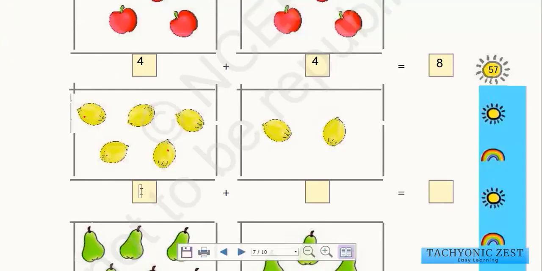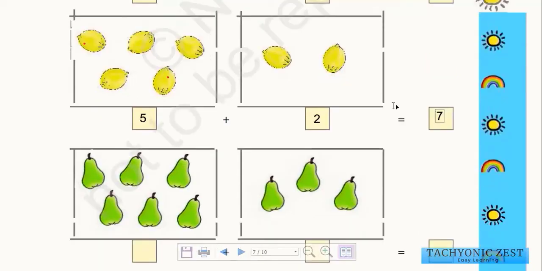So 5 lemons. Now we are adding few more lemons. How many lemons we are adding? So let us count 1, 2. So we are adding 2 more lemons. So what is the total number of lemons we get? For that we have to count all the lemons that are there finally. So let us count 1, 2, 3, 4, 5, 6, 7. So the total number of lemons we get is 7.